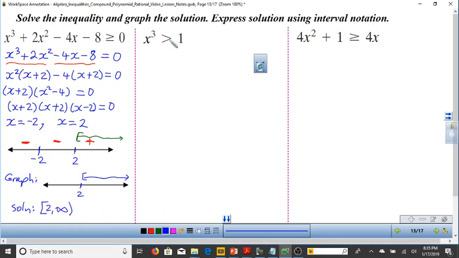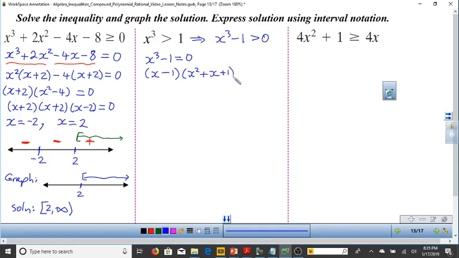Now, with this one, we have to again rewrite the inequality in standard form. So it's x cubed minus 1 is greater than 0. And now we solve the corresponding equation, x cubed minus 1 equal to 0, which is a difference of cubes. So it's x minus 1 times x squared plus x plus 1. And then we solve each part. x minus 1 equal to 0, or x squared plus x plus 1 equal to 0.